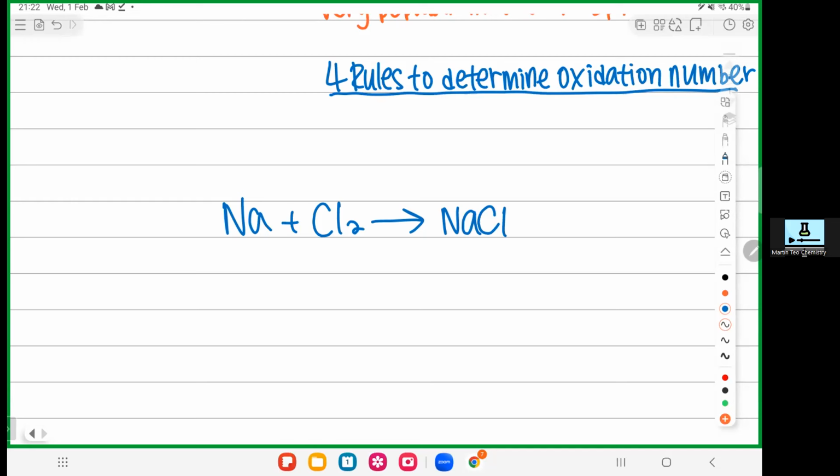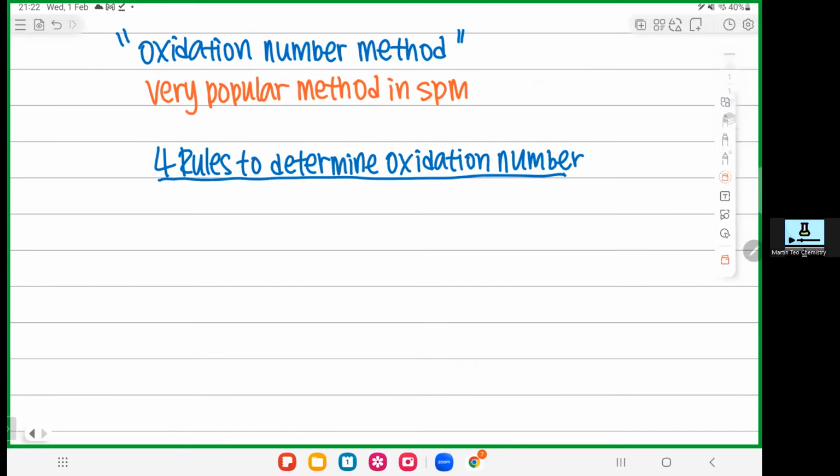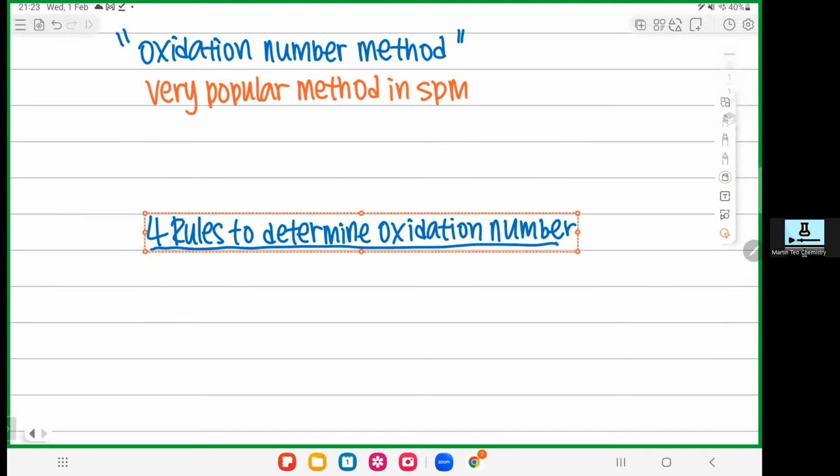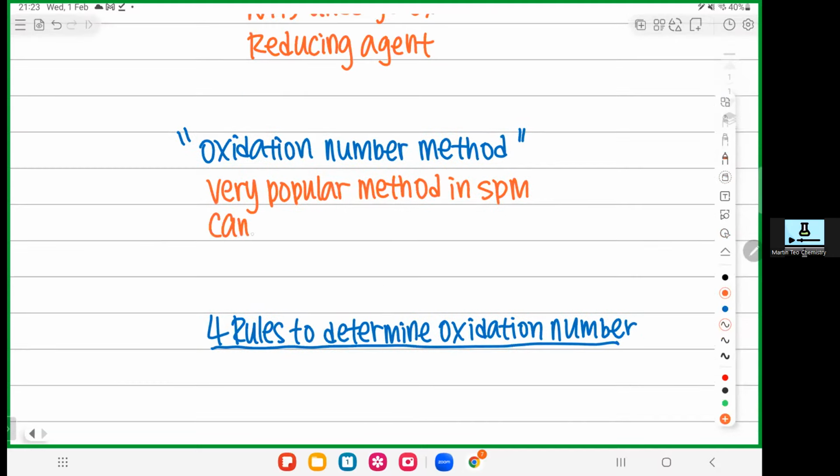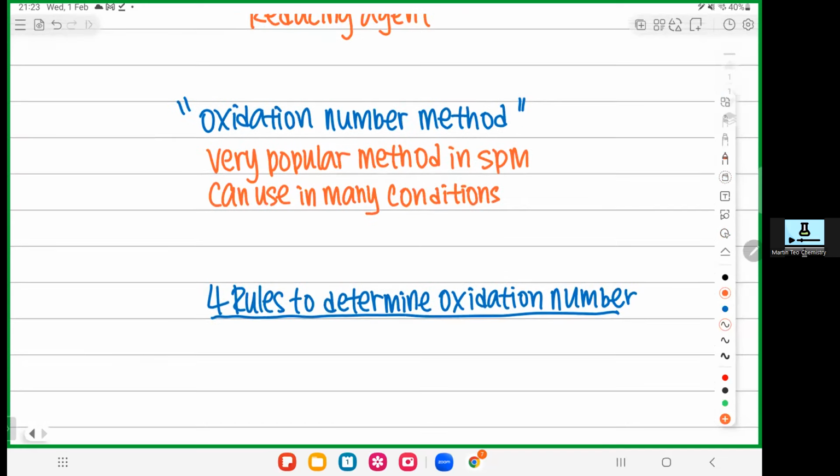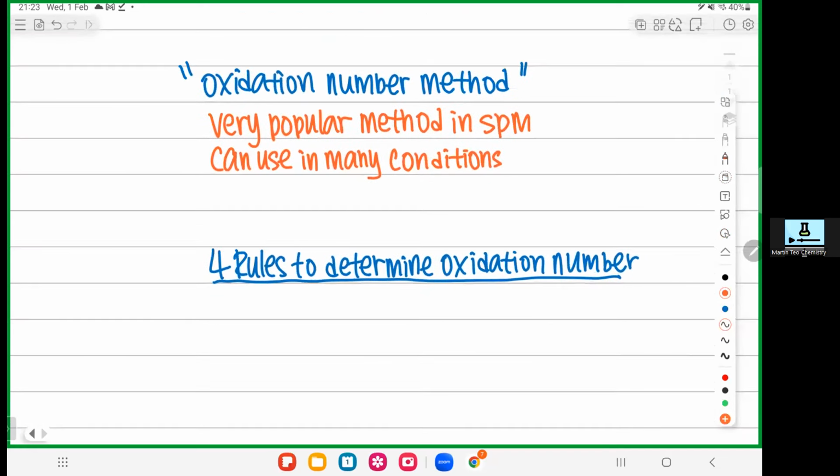Okay. So oxidation number method is so important and so popular because you can use it in all situations. You can use it in many conditions. No matter the question got oxygen or not, no matter the question got hydrogen or not, the oxidation number method can be used.